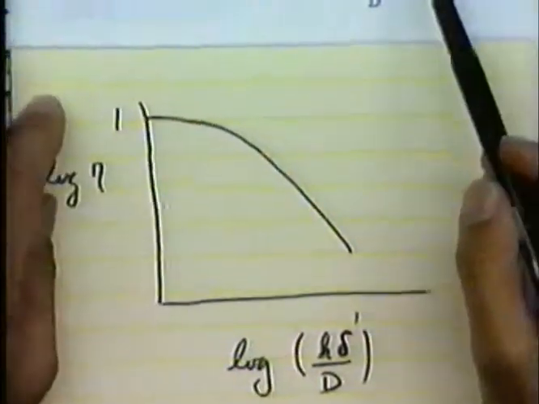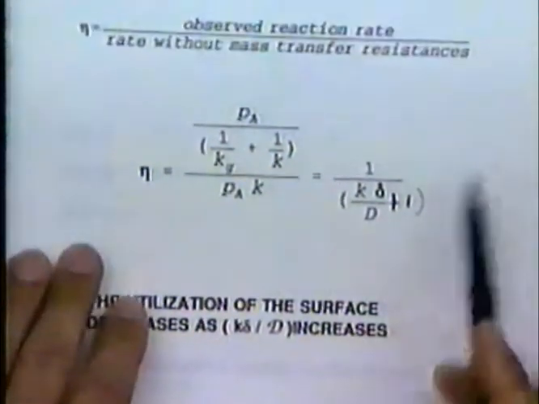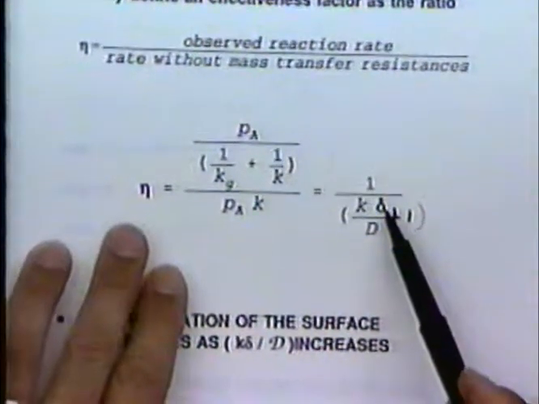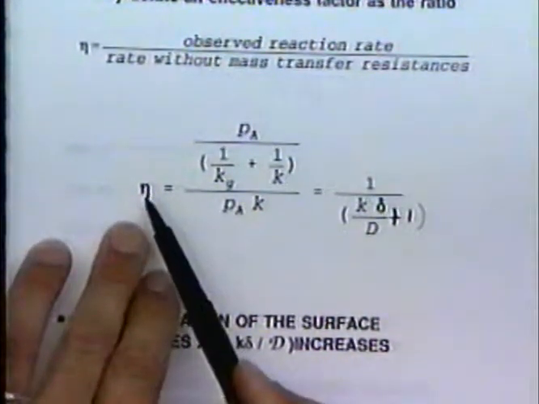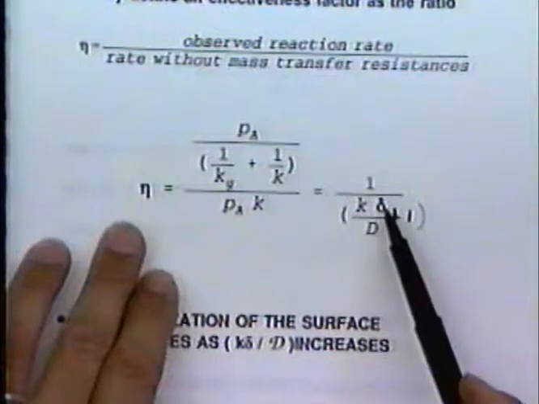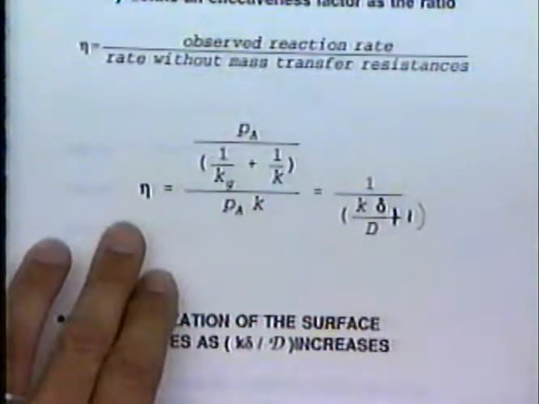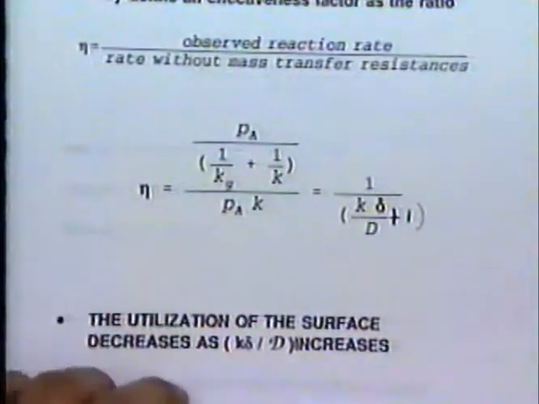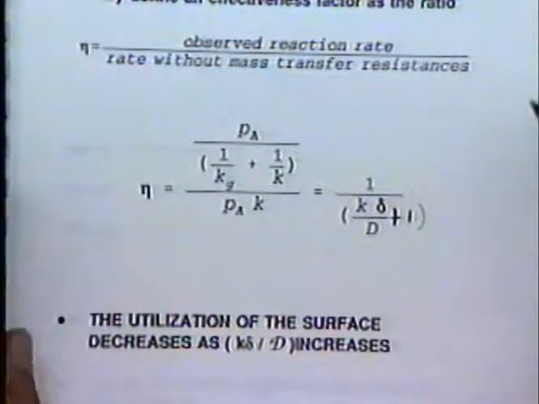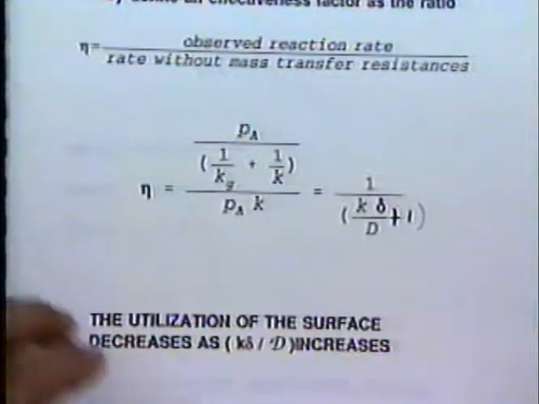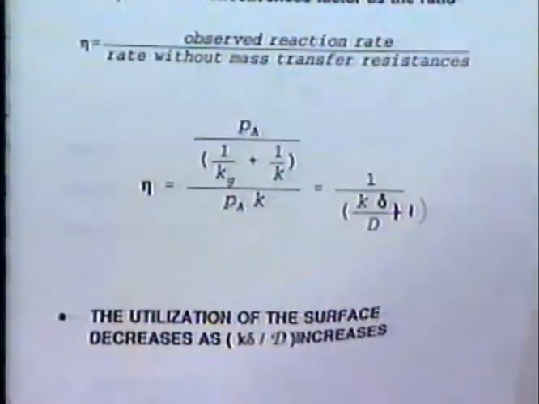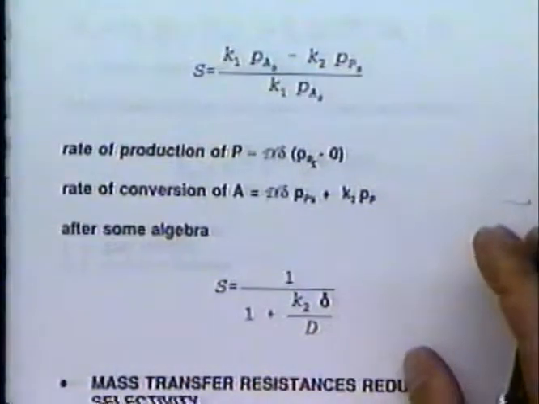We can go back to this expression here. If this term increases, this ratio decreases. Therefore, as mass transfer resistance increases, the observed rate will decrease. And therefore, the surface will be less utilized than if we didn't have mass transfer resistances.